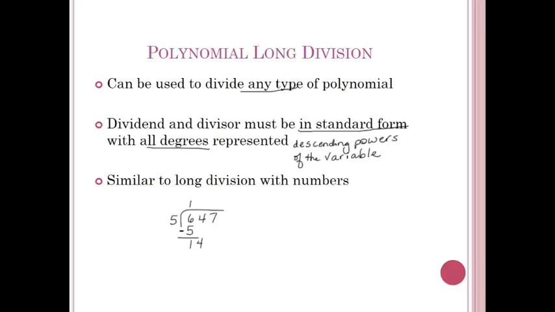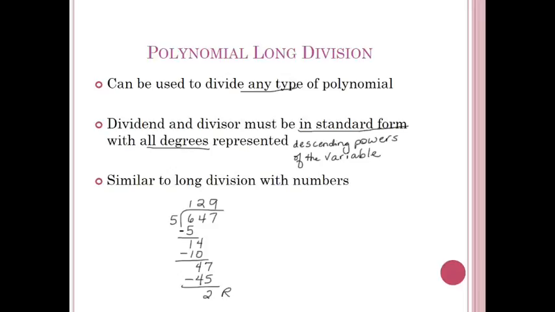And so 5 will go into 14 2 times. 5 times 2 is 10. We're going to change the sign and then add them. So that's a 4. Bring down our 7. And then 5 will go into 47 9 times. And 9 times 5 is 45. We're going to change our sign and then add them together, so that leaves me with 2, and that's a remainder. It didn't divide evenly, it's a remainder of 2.